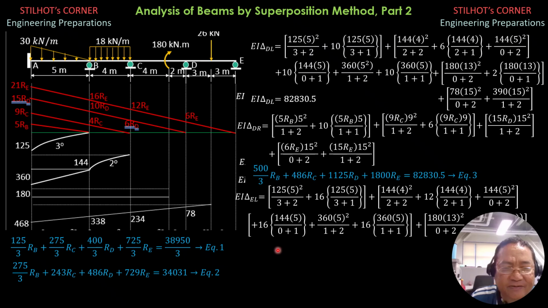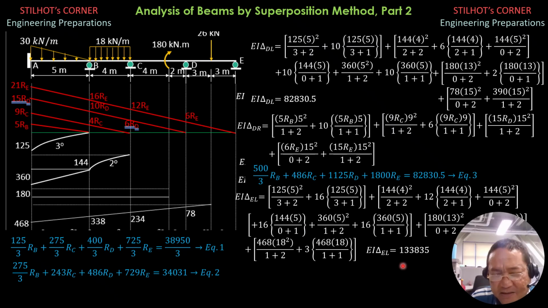Then due to this moment diagram here at this end, due to deflection, we have 468. The length is 18. So 468, 18 square over first degree plus 2. And due to slope plus 3 theta. So 3 times 468 times 18 over 1 plus 1. Simplifying, EI delta E due to the loads is 133,835. Then due to reactions, we have 5 RD, 5 square over first degree plus 2.